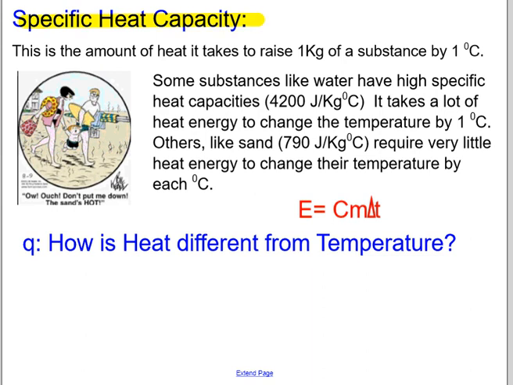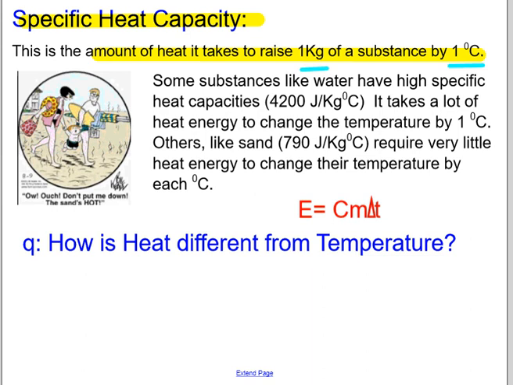Specific heat capacity is defined as the amount of heat it takes to raise 1 kilogram of a substance by 1 degree Celsius. It's important that we specify the amount of the substance that we are trying to heat and the degree we're trying to heat it up by. Obviously, it takes more heat to raise the temperature of the water in a swimming pool than it does to raise the temperature of the water in your kettle at home.